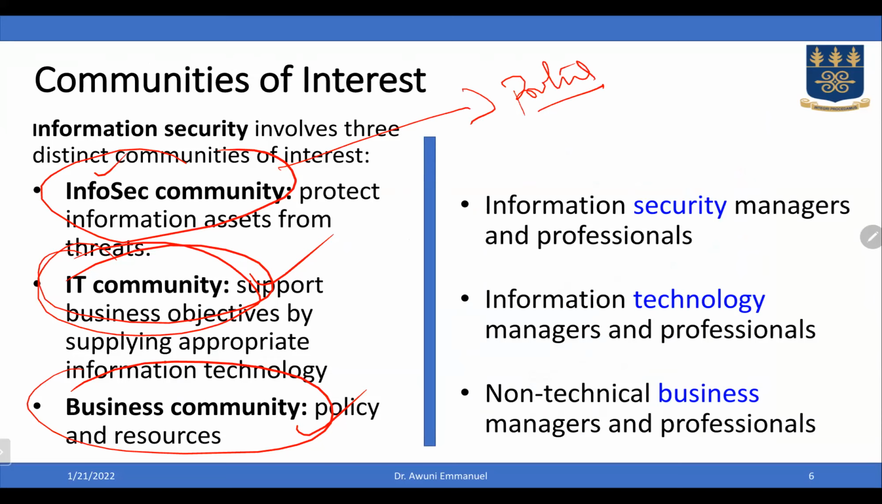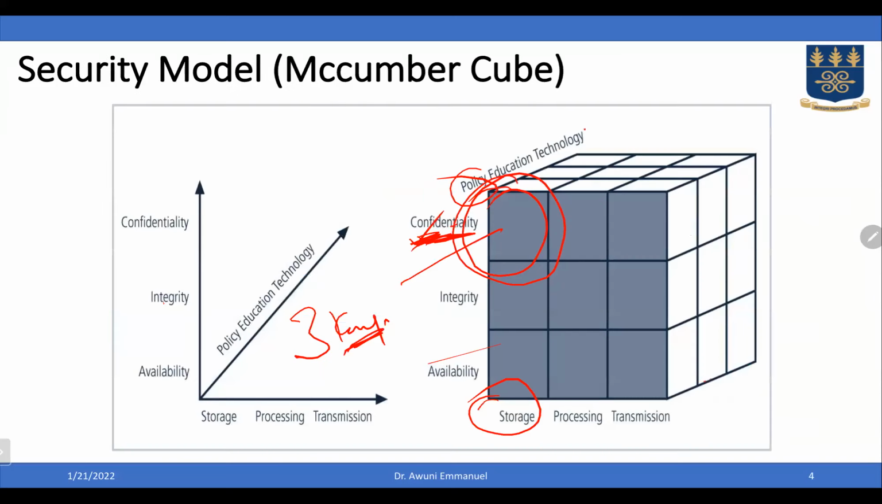Then we have people in the IT community, let's say a software developer developing something to help protect information assets. They are also part of it. And when it comes to policy development, to develop a policy to guide the protection of confidentiality in storage, then you also need managers and people with expertise in policy development to guide the process. So in every cube, you need all these three communities of interest to help.